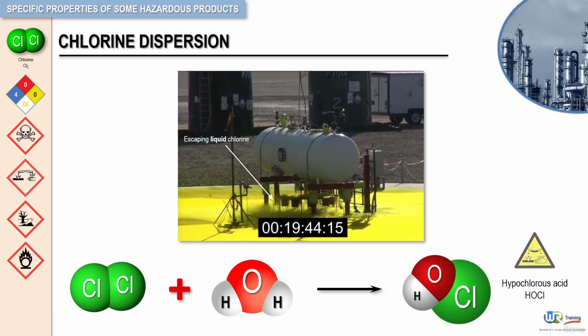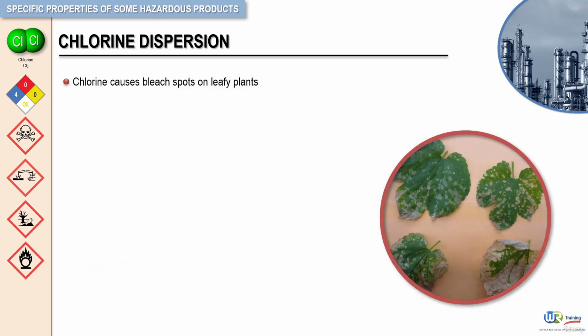In addition, chlorine causes bleach spots on leafy plants because it reacts with the chlorophyll in leaves. Mature leaves are the most susceptible. Usually, the plant itself is not destroyed, but yield or growth rate may be retarded.